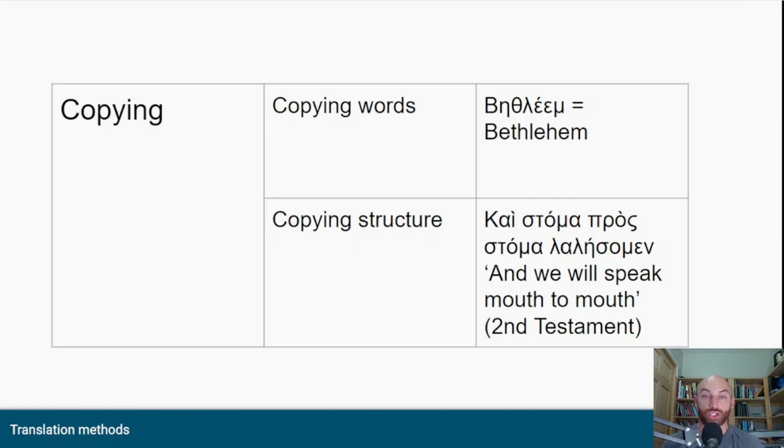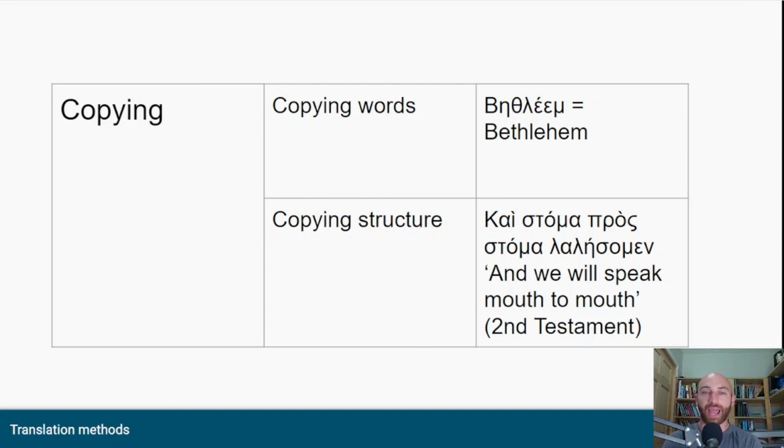Sometimes you can copy structure. So this is an example from the Second Testament. Kai stoma pros stoma lalesomen. And we will speak mouth to mouth. And now I'm forgetting where this is. I think it's at the end of 3 John, maybe 3 John 14. But in English, kai stoma pros stoma lalesomen, we wouldn't say this in English. We would say, and we will speak face to face, right? So we have an idiom that's actually very close. Even the more literal translations, LSB, ESV, NASB, they translate this as we will speak face to face, right? Because they're like, okay, stoma just means the same thing as face in our idiom. And it sounds really funny to say, and we will speak mouth to mouth.